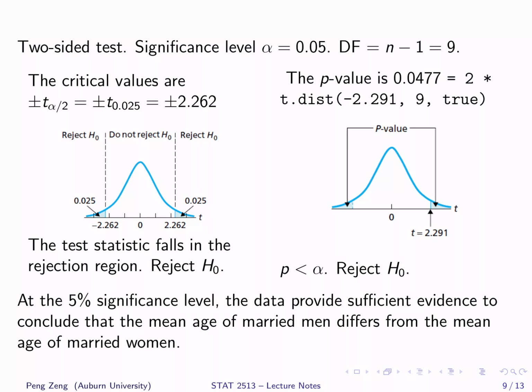When using the p-value approach, we can calculate the p-value using Excel. It is 2 times T.DIST of negative 2.291, 9, and 2. The p-value is 0.0477, which is slightly smaller than 0.05. Therefore, we reject H0. Both approaches lead to the rejection of H0. At the 5% significance level, the data provide sufficient evidence to conclude that the mean age of married men differs from the mean age of married women.